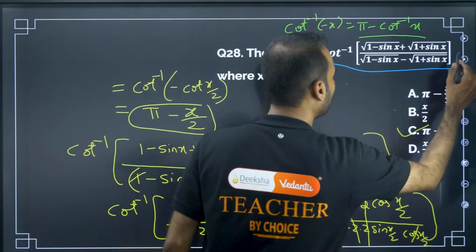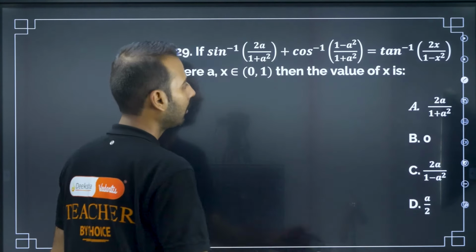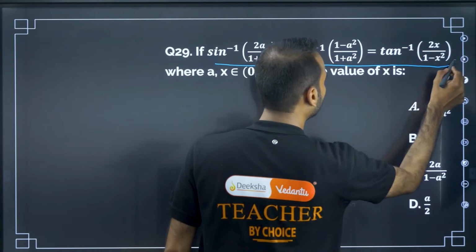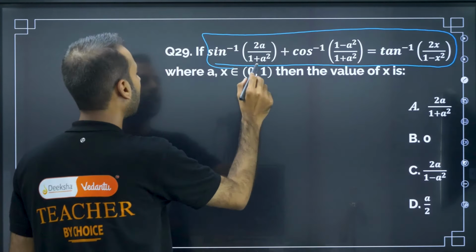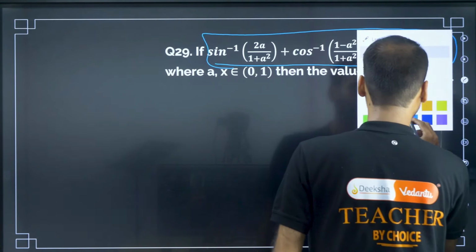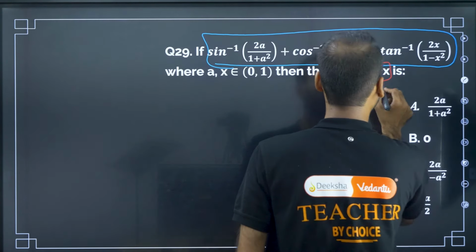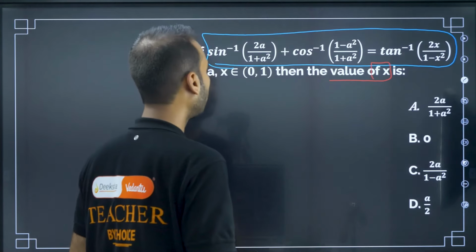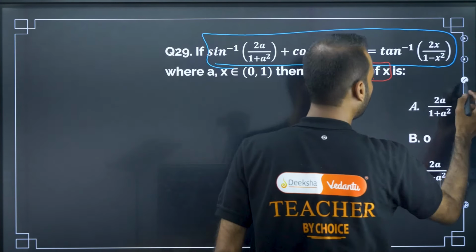Moving on to next question. Some expression they have given, sine inverse of this expression. They are asking to find the value of x. So how to approach this problem? Some synopsis points you should be knowing. What are those synopsis points?